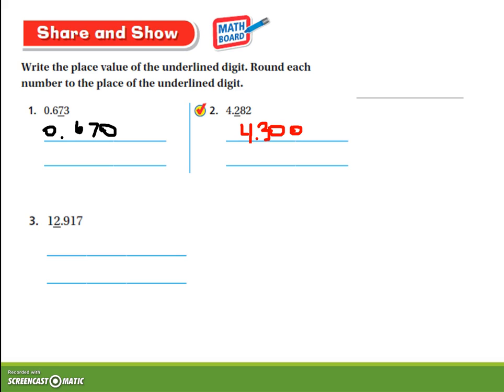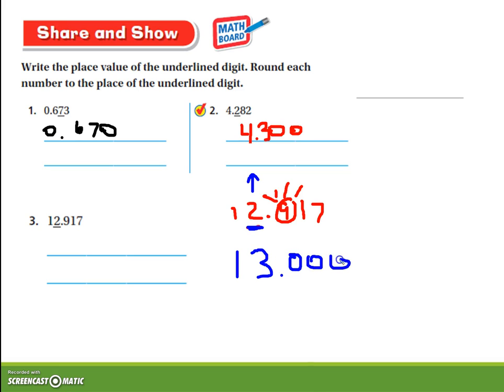And now we have 12.917, and the 2 is underlined. I'm going to circle this 9 here and put pretty eyelashes all over it. And 9 is 5 or more, so we raise the score on the underlined one. This becomes a 3. This one stays the same. Everything after becomes a 0.